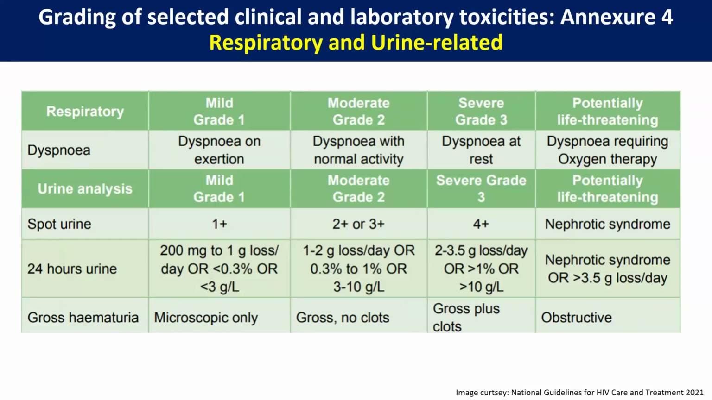In case of urine analysis, if there is grade 3 and 4 toxicity, in case of grade 4 toxicity, obviously you have to stop all antiretrovirals and hospitalize the patient and manage accordingly. Gross hematuria, you have to again hospitalize the patient and manage accordingly. Please, Sheta, move on.